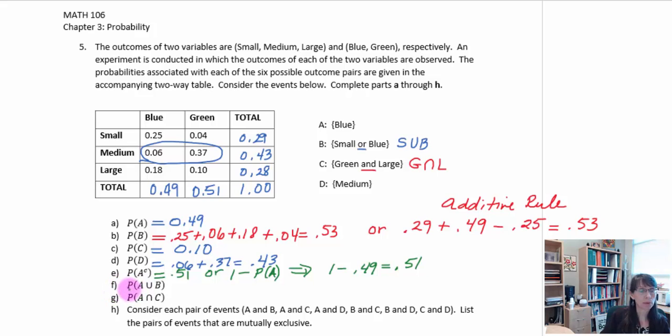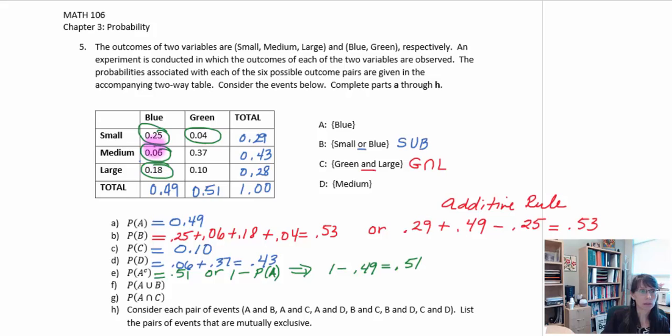For part F, we're looking for the probability of event A in union with event B. So everything involved with event A in union with everything involved with event B. So let's erase our ring and we'll find event A is blue. So those probabilities will be circled. In union with event B. Remember, event B was small in union with blue. Well, we've already circled blue, so we need to circle all the probabilities involved with small. So we had one more probability to circle.